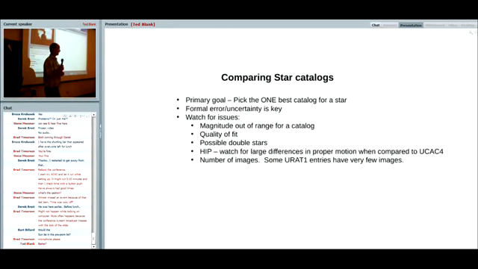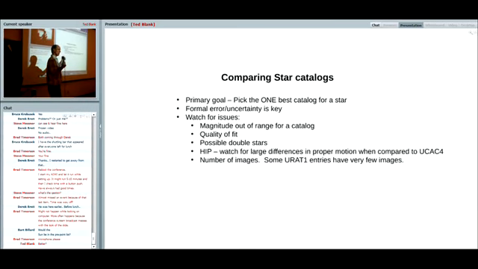So next slide. Comparing star catalogs, in my opinion, the idea is just to pick the best one catalog and go with that. Generally, the formal error and the uncertainty is really key, and then you have to watch for issues: magnitude out of range, quality of fit, double star issues.